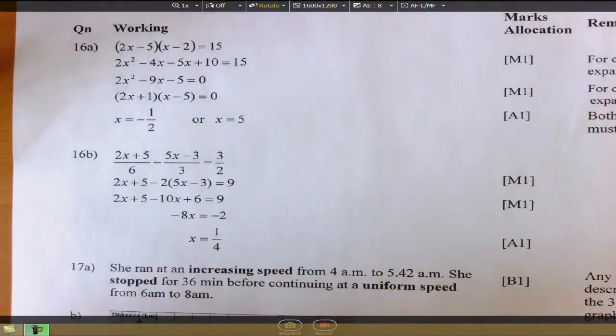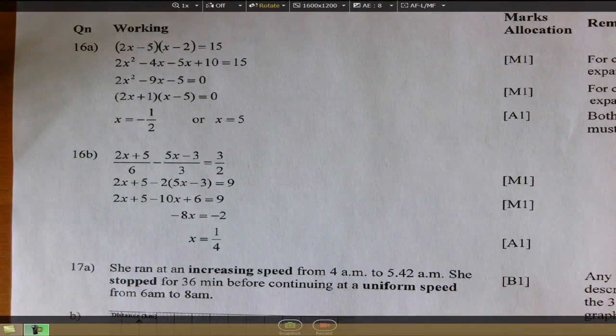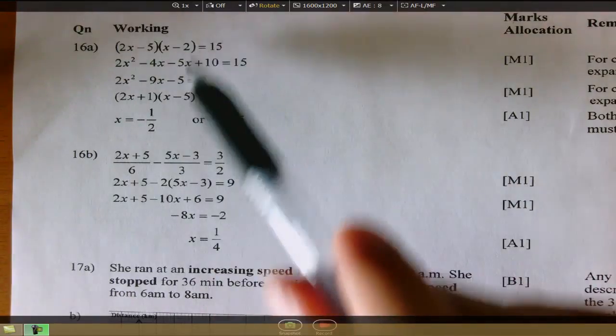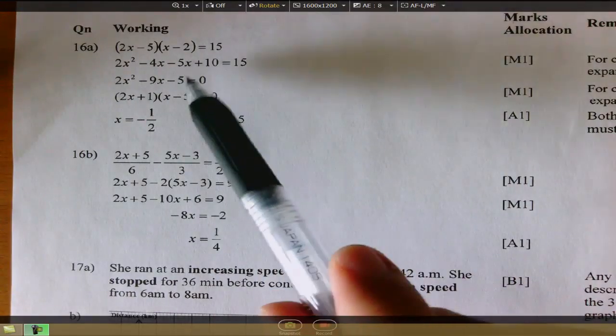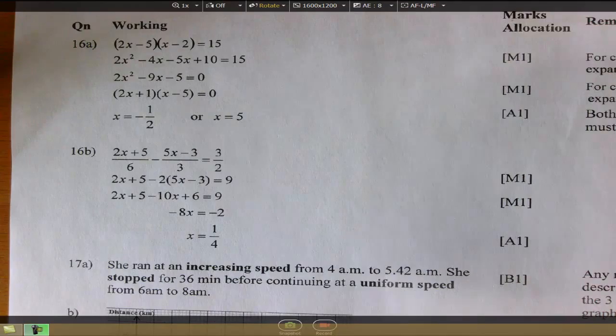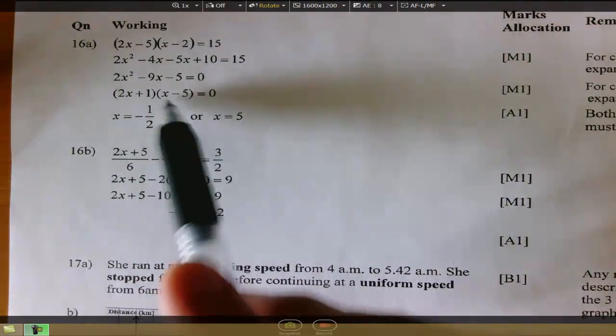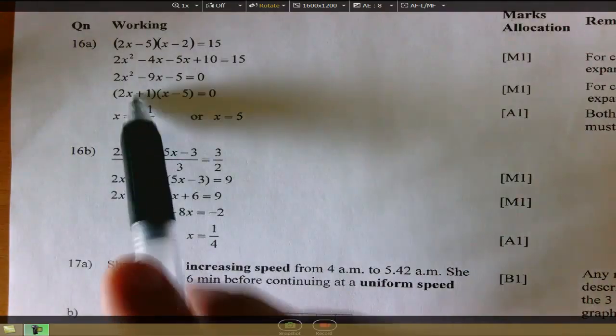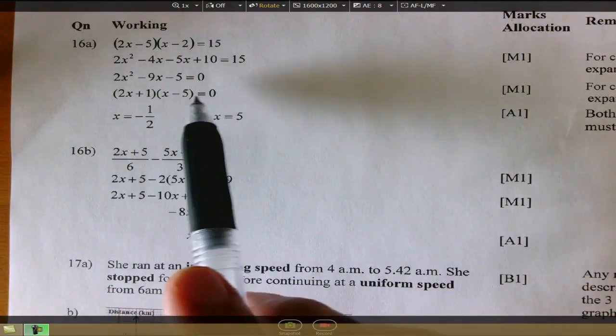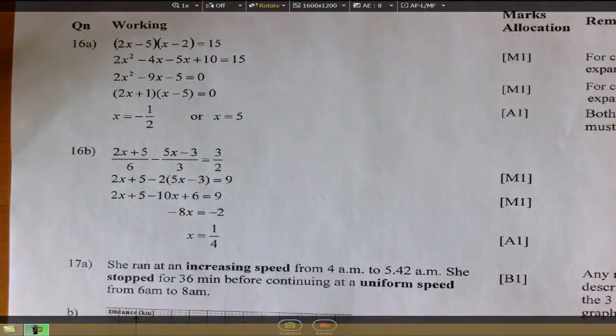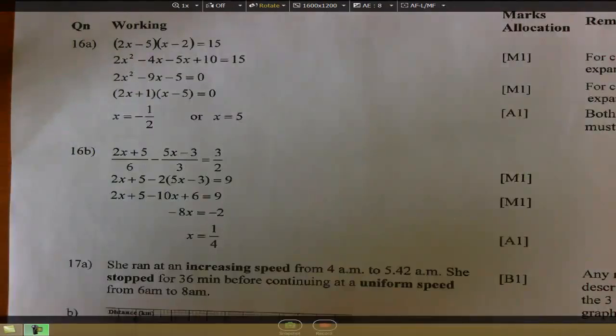Okay, question 16, there is no other choice but to expand everything here. You expand, you collect all the terms on the left hand side, you factorize, and finally 2x plus 1 equals 0, x minus 5 equals 0, so x equals -1/2, or in this case x equals 5. That is 16a, not much to be said there.